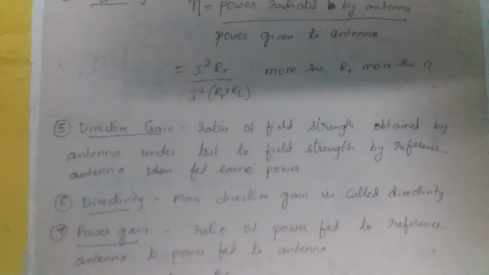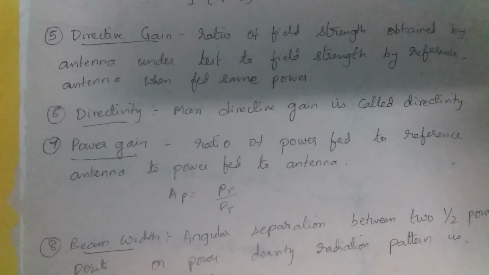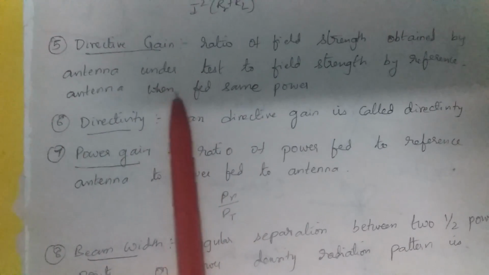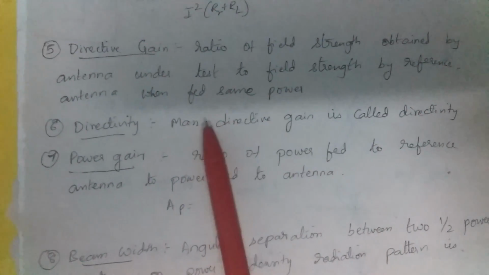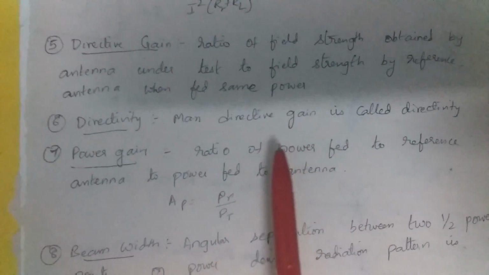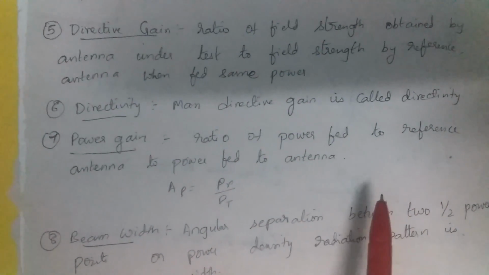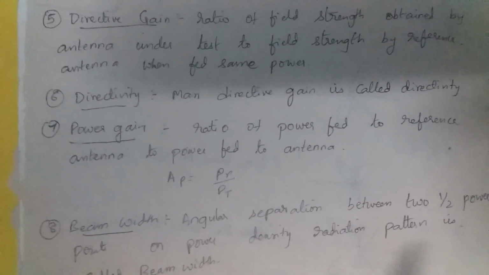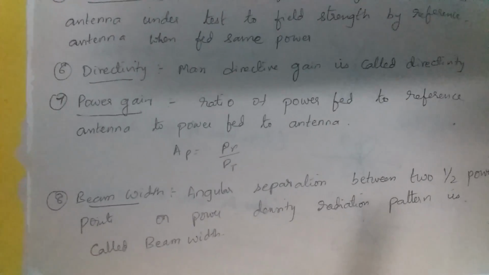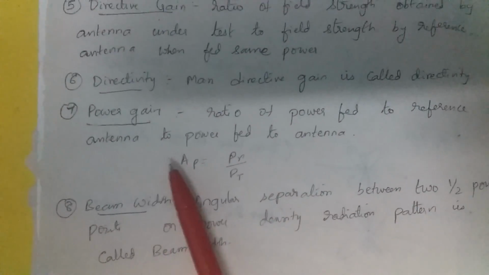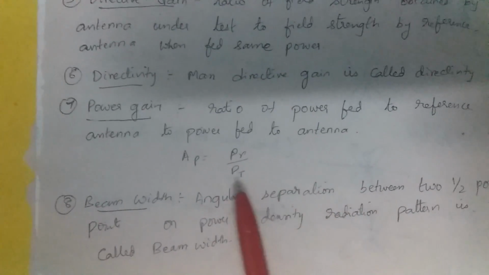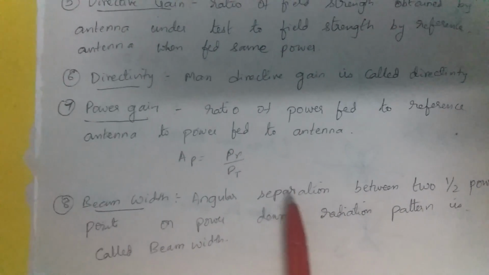Directive gain. Ratio of field strength obtained by an antenna under test to field strength by reference antenna when fed with the same power. Directivity. Maximum directive gain is called directivity. And power gain. Ratio of power fed to the reference antenna to the power fed to the antenna. AP is equal to PR by PT.